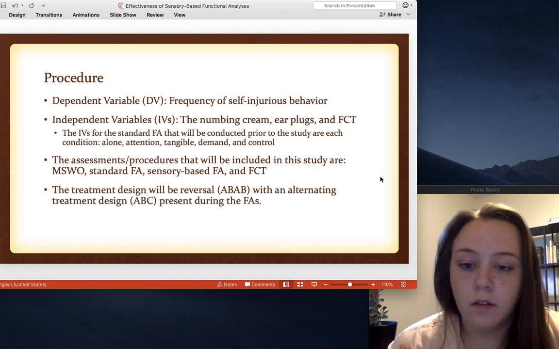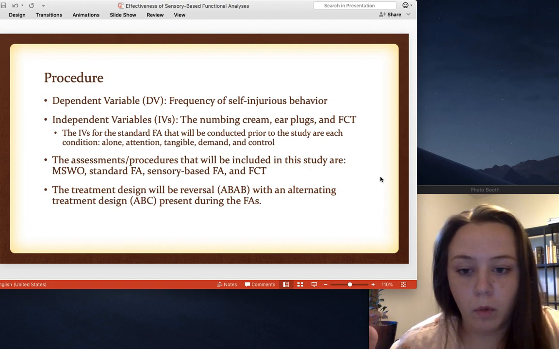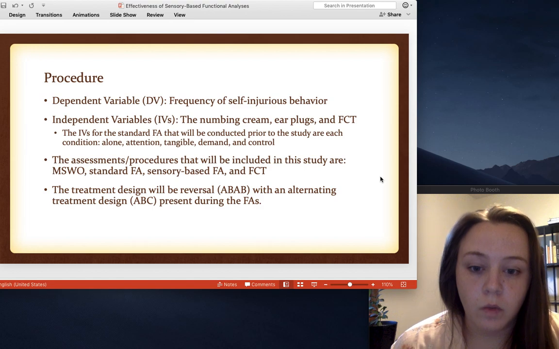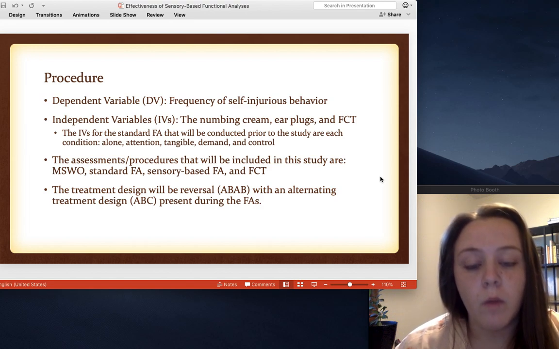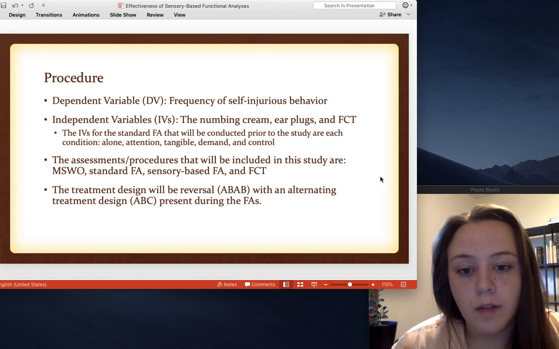So if it was determined that it was the audio or the audible noise that the behavior makes that is reinforcing that problem behavior, then we would go back to the condition with the earplugs, as that's what we were assessing in that condition.